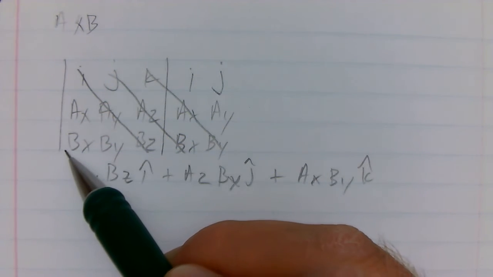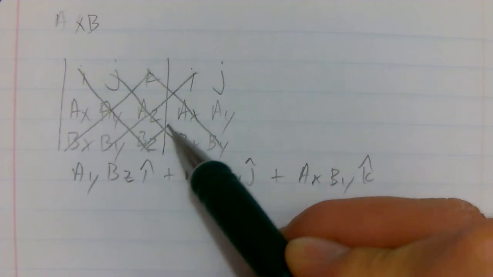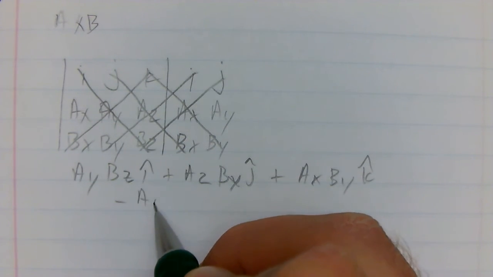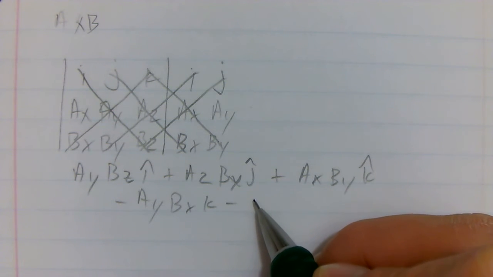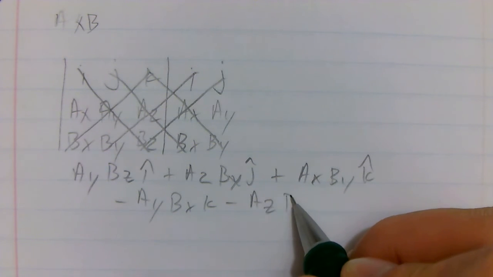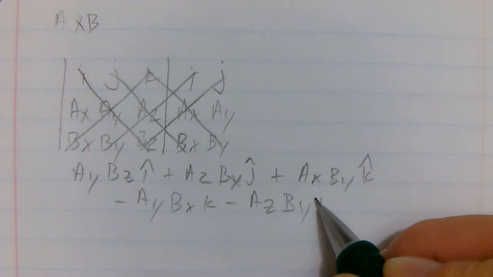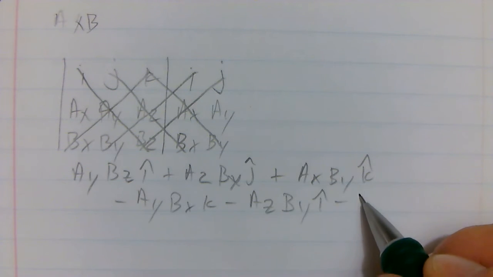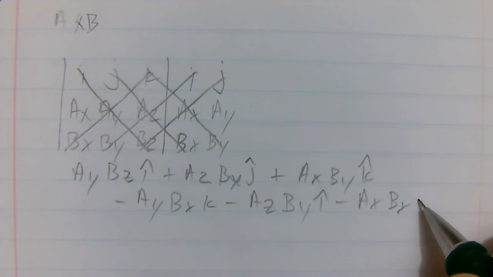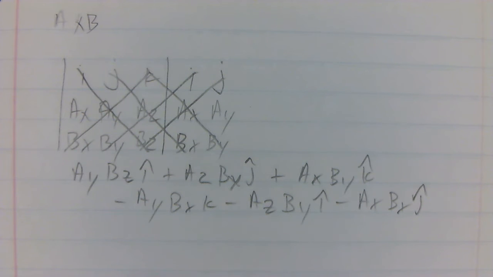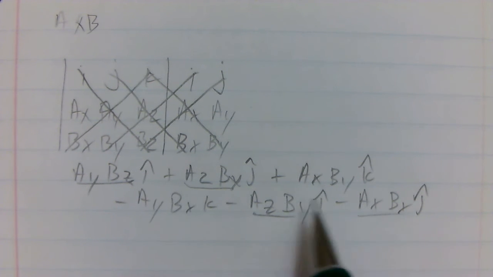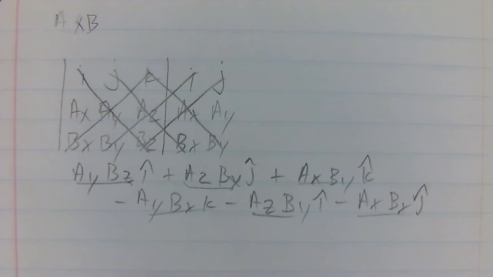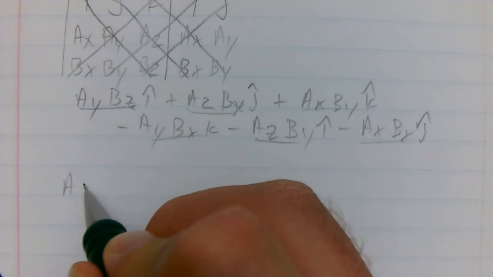And then from the bottom left to the upper right, we subtract those off. So negative AY, BX in the K direction, minus AZ, BY in the I direction, and then minus AX, BZ in the J direction. And then if we gather up the I's and the J's and the K's, you get the same answer that's in the book.